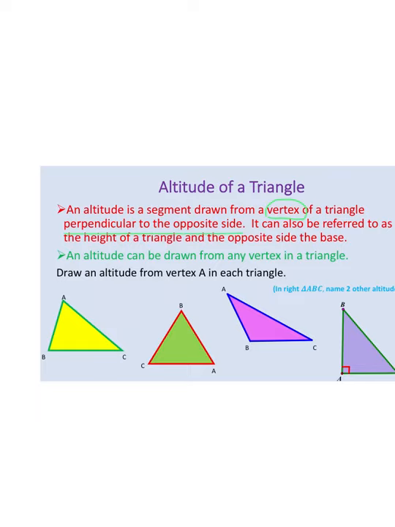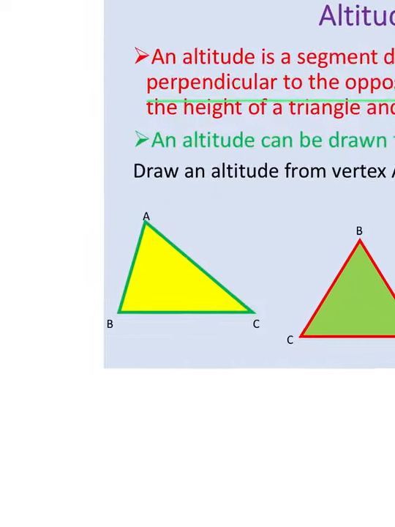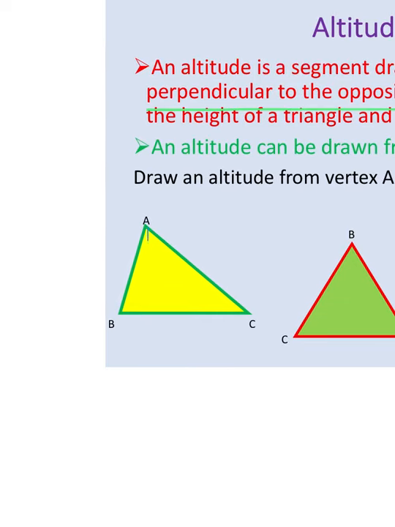Sometimes the altitude is going to be on the outside of a triangle, as we will see in a second. All right, so looking at the yellow triangle here, we're going to draw altitude from vertex A. So I have to start at A, and then I'm going to just take this segment and drop it down to the opposite side. Where it intersects the opposite side is not important. It doesn't have to be in the middle. It doesn't have to split it in some sort of special way. It's just a segment from the vertex to the opposite side along a perpendicular.